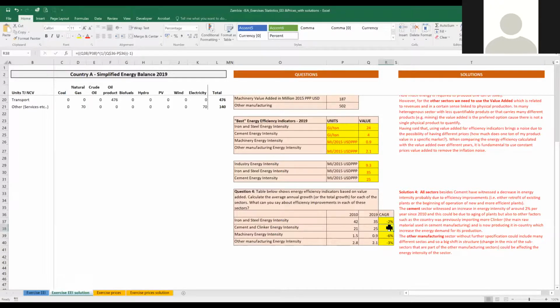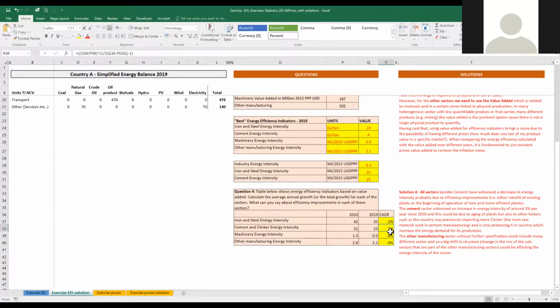Same for cement and clinker. You calculate the compound average growth rates, and also for machinery and for other manufacturing. What you see is that all sectors except cement are witnessing a decrease in energy intensity. And this is probably, for the other sectors, due to efficiency improvement, for example a retrofit of existing plants or the beginning of operation of new or more efficient plants.